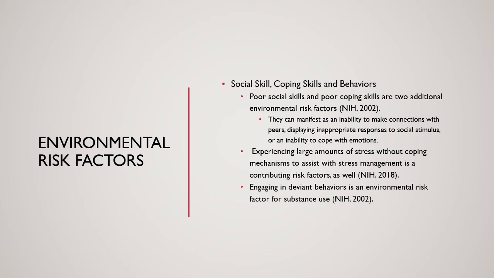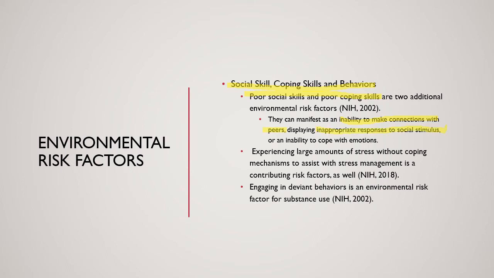Additionally, we see risk factors with social skills, coping skills, and behaviors. Poor social skills and poor coping skills are two additional environmental risk factors. They can manifest as an inability to make connections with peers. That's one example. Another one is displaying inappropriate responses to social stimulus.